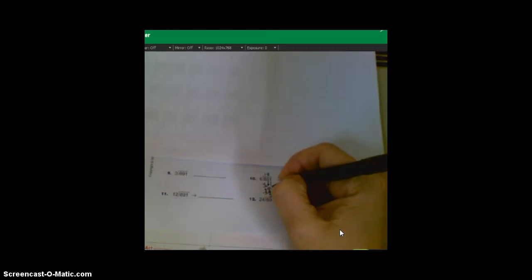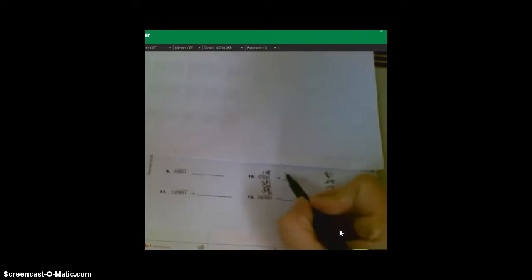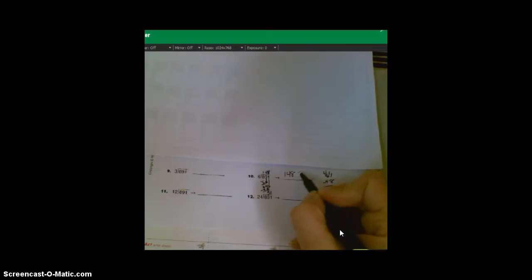And we bring down our last digit. And we've got 51. 6 times 8 is 48. I'm going to move over to the side. 48 minus 51. And you get a remainder of 3. So our answer was 148. Remainder 3 or 3/6 or 1/2. Any of those would work. I'll leave it like that for now.